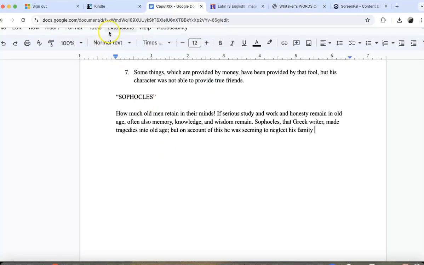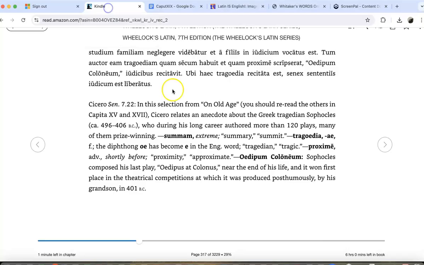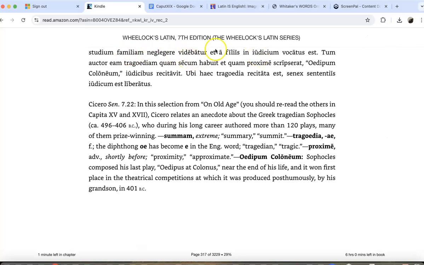The idea, of course, is he's busy working. If you're a genius like Sophocles, it's probably hard to be Father of the Year. And so that's maybe the sense of it here. He was seeming to neglect his family and was called. So vocatus est. So here's our grammar in this chapter.